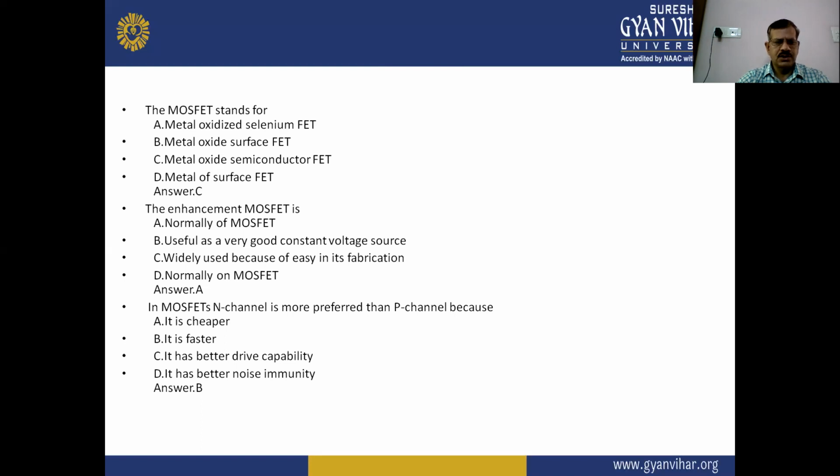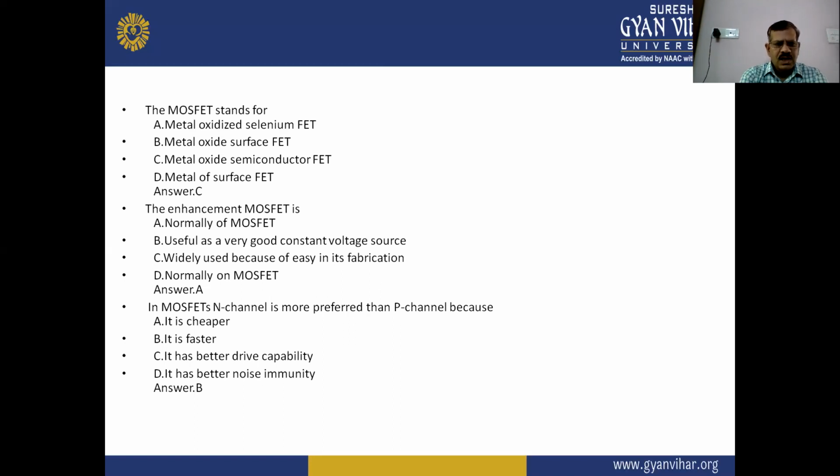In the next question, in MOSFET, N channel is more preferred than the P channel because, the question says that in metal oxide semiconductor field effect transistor, basically MOSFET has two types, N channel MOSFET and P channel MOSFET. Why is N channel MOSFET generally more preferred as compared to P channel MOSFET? So what is the reason in this case why we use the N channel MOSFET?